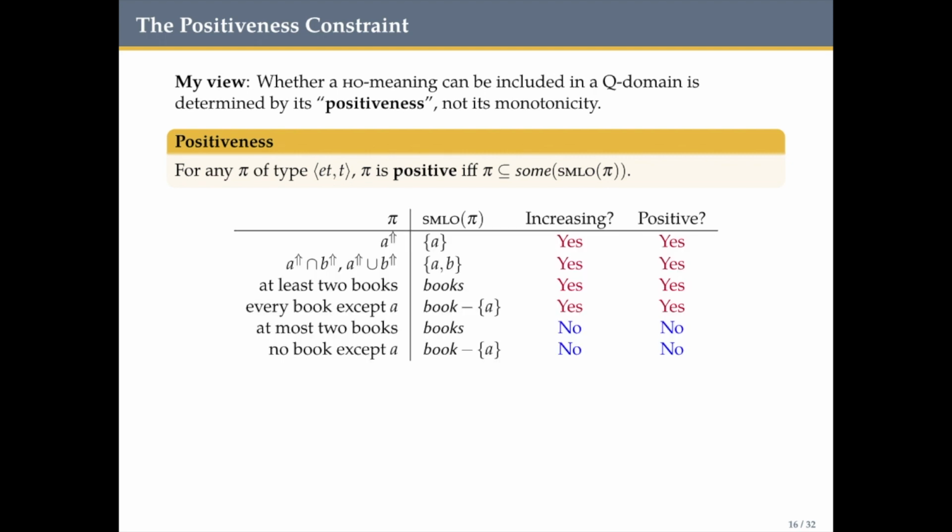The following table compares increasingness and positiveness. You can see that in most cases, these two constraints predict the same classification. At least 2 books is positive because it entails some books. At most 2 books is not positive because it does not entail some books. However, these two constraints make different predictions for non-monotonic quantifiers such as exactly 2 books and 2 to 10 books. Those quantifiers are positive because they entail some books.